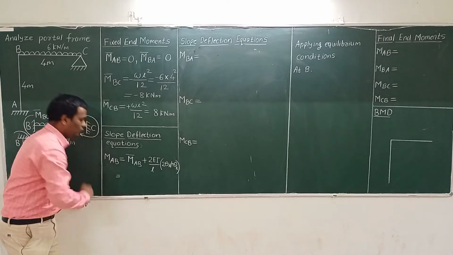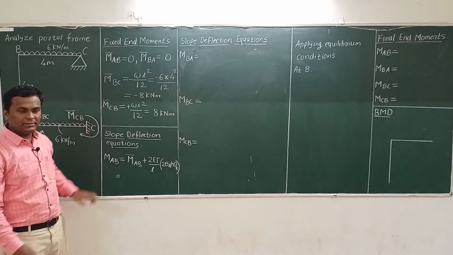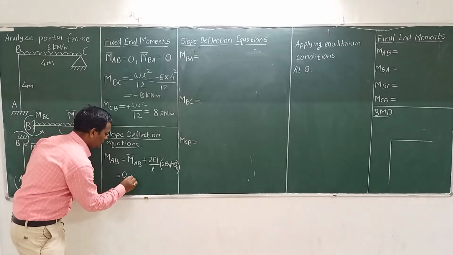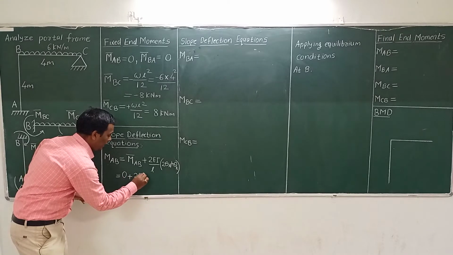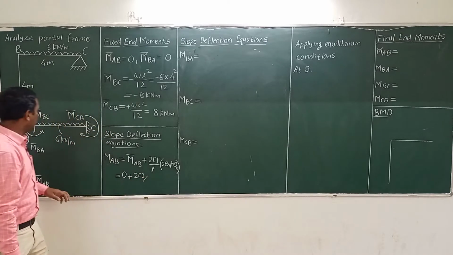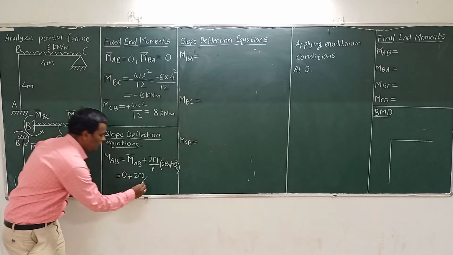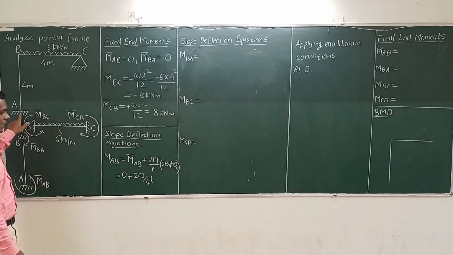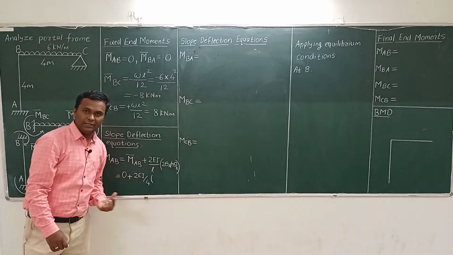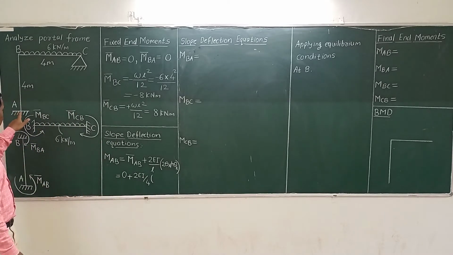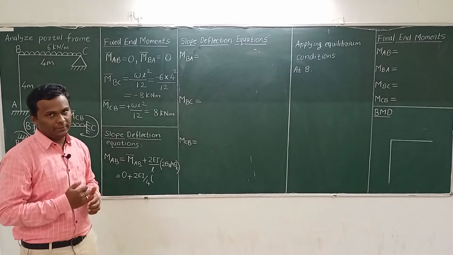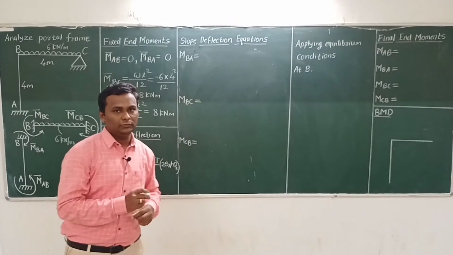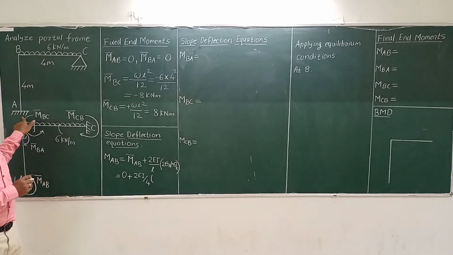Now that is equal to, here in this case we know M bar AB is 0. So M bar AB we will write as 0 plus twice EI divided by, now the length for AB is 4, so divided by 4 inside the bracket. Now theta A is nothing but the slope at A. In this case we should know that for a fixed support the slope is always 0. So in this case we can say theta A will be 0.